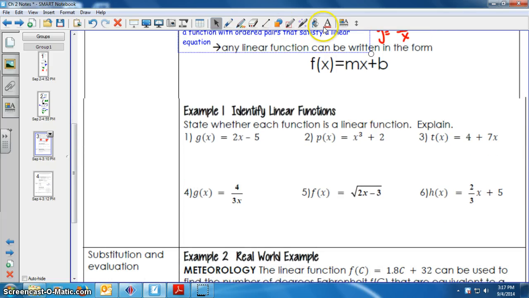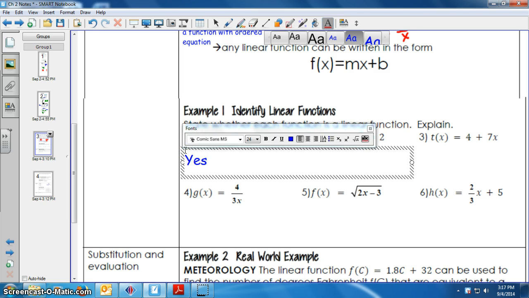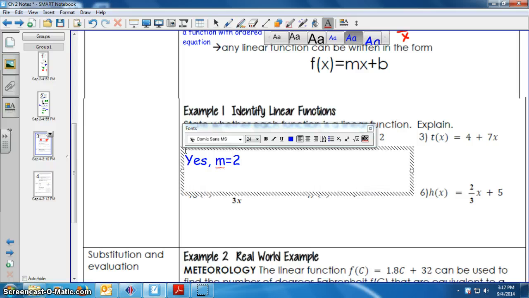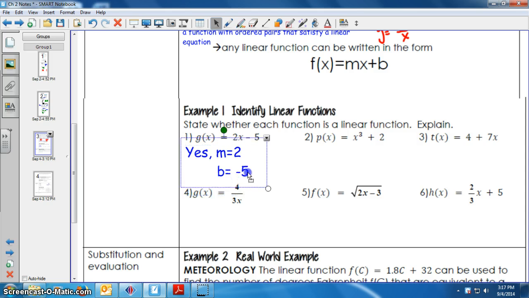So let's go ahead and identify on these next few whether or not they're a linear function and explain why. This first one, g of x is equal to 2x minus 5, and it's a yes. Why is it a yes? Because we have an m, meaning a slope of 2, and then we have an intercept of -5. So it is in that format that we talked about up above.